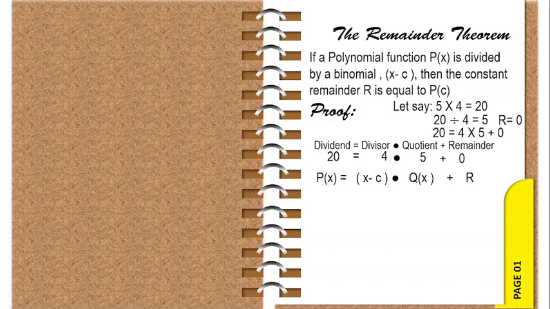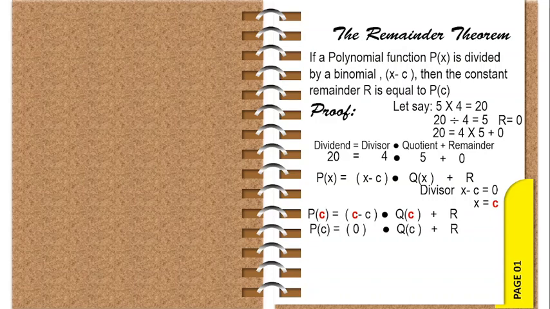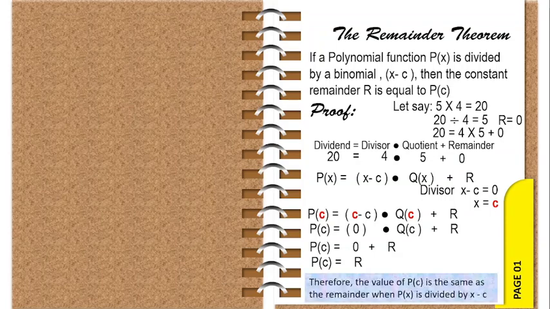We let p of x as our dividend, x minus c as the divisor, q of x as the quotient, and r as the remainder. Take note that our divisor is in the form of x minus c. Using addition property of equality, we can say that x is equal to c. Replacing the value of x in the given expression, it becomes p of c equals c minus c times q of c plus r. c minus c is 0. Bring down q of c plus r. 0 times q of c is 0. Bring down r. 0 plus r is r. Therefore, the value of p of c is the same as the remainder when p of x is divided by x minus c.